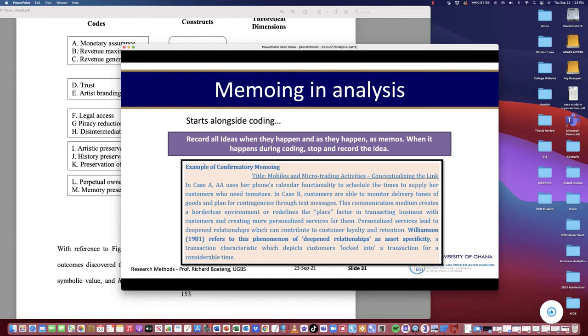This phenomenon of deepened relationship is asset specificity, a transaction characteristic which depicts customers locked into a transaction for a considerable time. So I looked at the transaction cost theory, and Williamson talked about that as a point in time when the relationship between the parties or customers and the providers or the firms who are providing services to them becomes a deepened relationship, which means that they are locked into the relationship or into the transaction for a considerable time. And that phenomenon of deepened relationship is known as asset specificity.